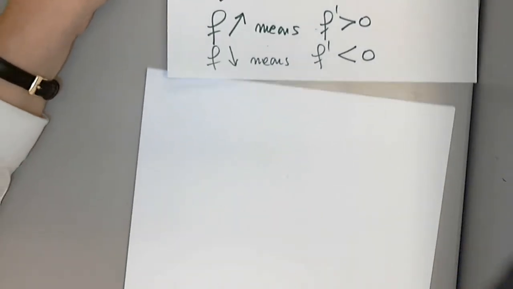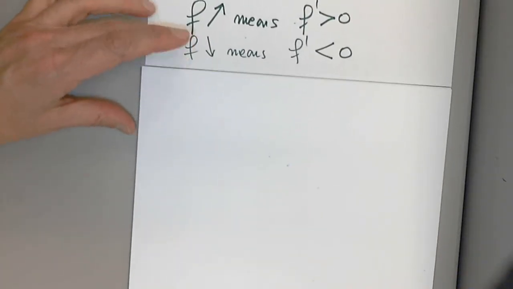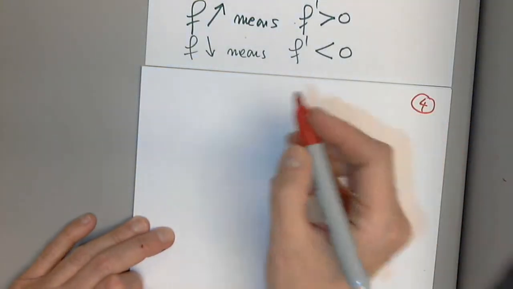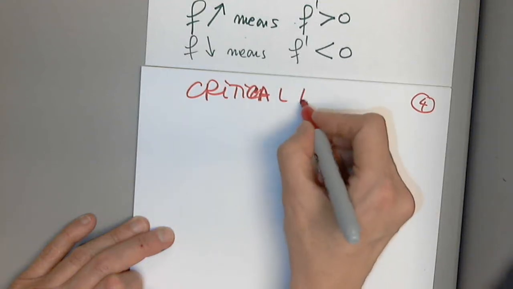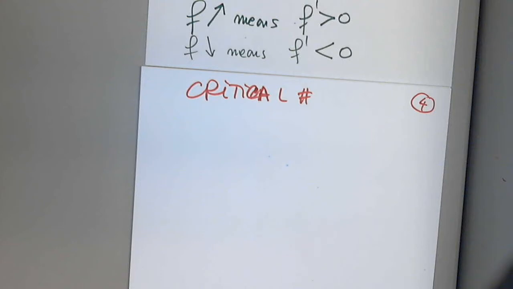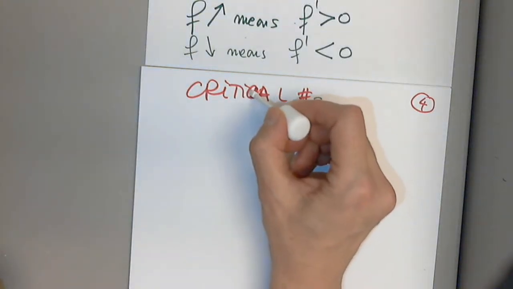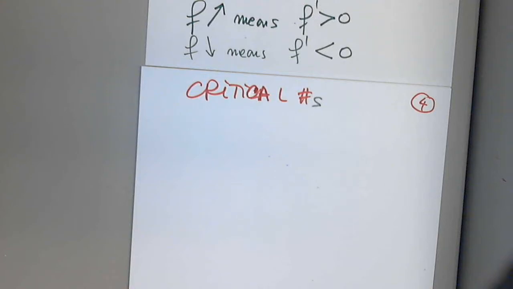Here is the next concept. Critical numbers. What am I trying to do? I'm trying to find max-min for functions. Only critical numbers of a function can turn into max-min.